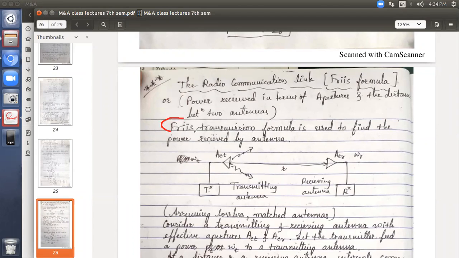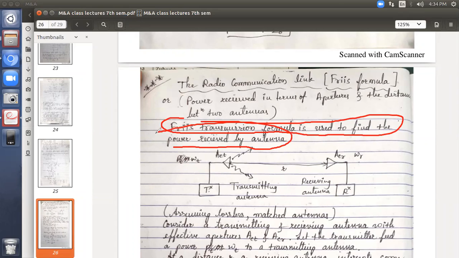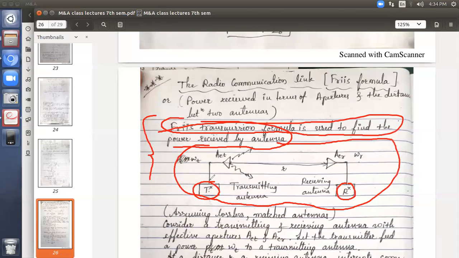Let us start. The FRIIS transmission formula is used to find the power received by the antenna. In order to get this equation, let us consider this setup. You can see it on the screen. We have a transmitter here, a receiver, and an antenna connected to each. The transmitting antenna has the aperture AET, the effective aperture of the transmitting antenna, and AER is the effective aperture of the receiving antenna. WT is the transmitted power, WR is the received power.